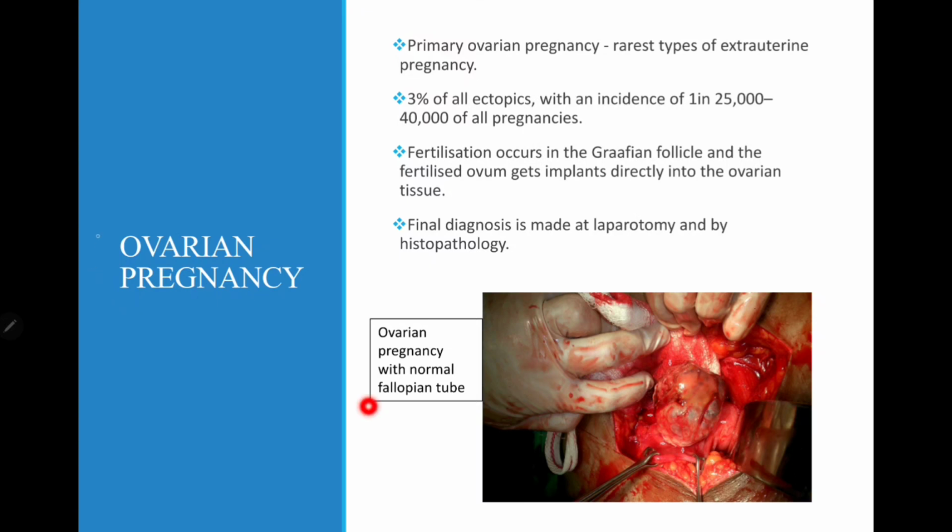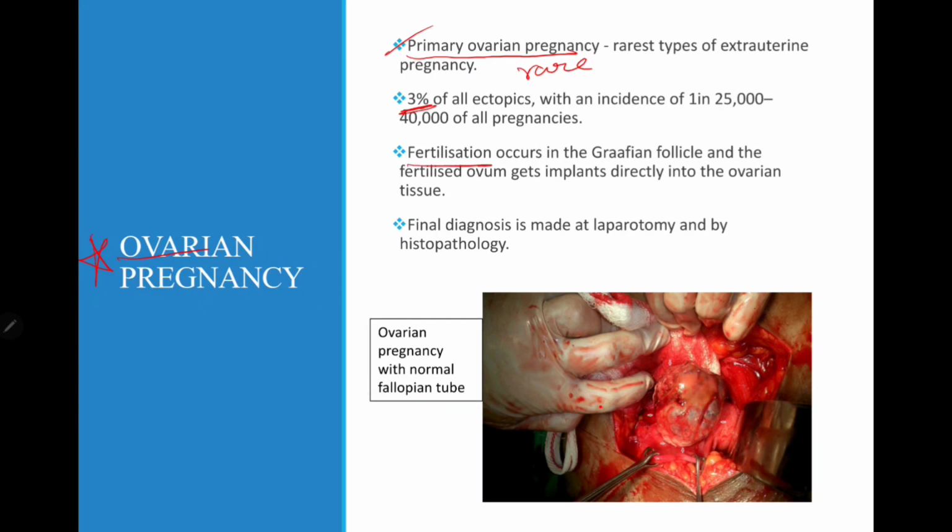Now moving on to the next one, that is ovarian pregnancy. Primary ovarian pregnancy is the rarest type of extrauterine pregnancy, about 3% of all ectopics, with an incidence of 1 in 25,000 to 40,000 pregnancies.